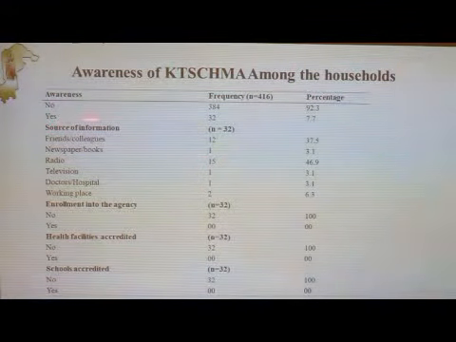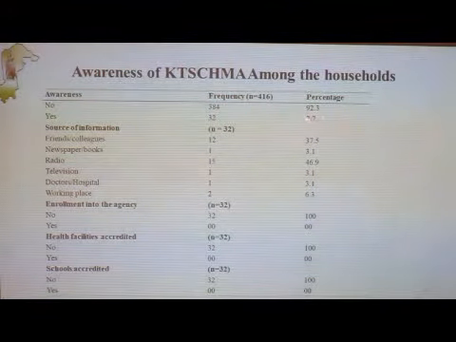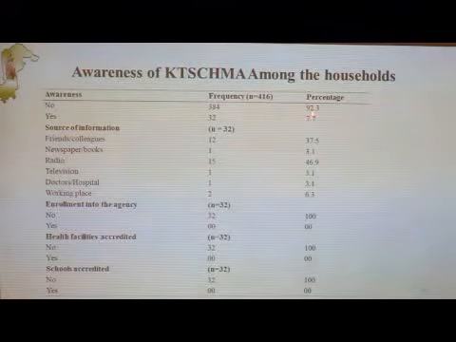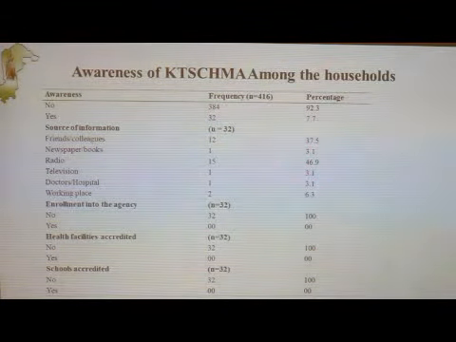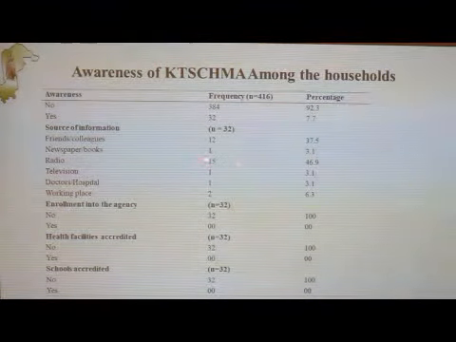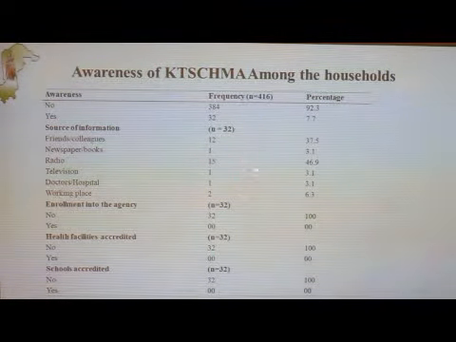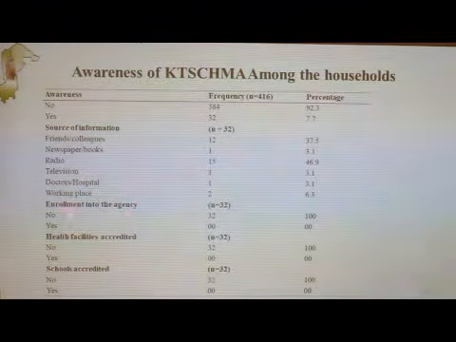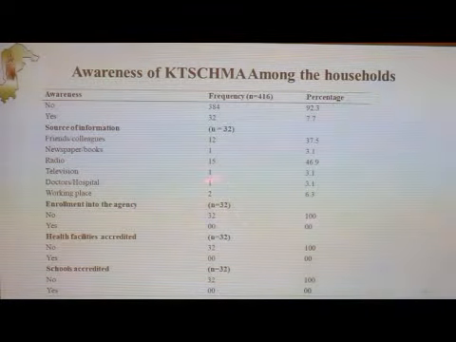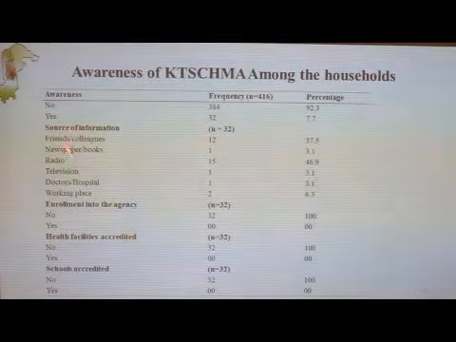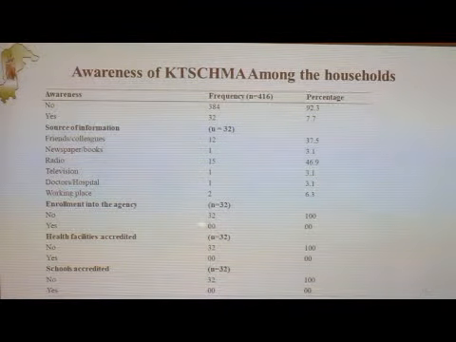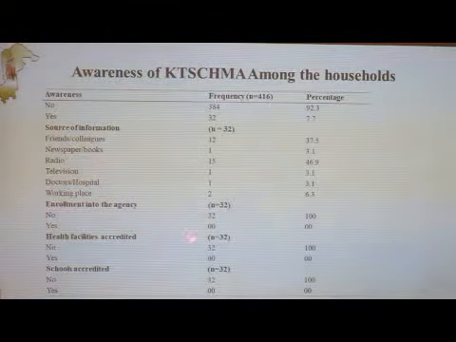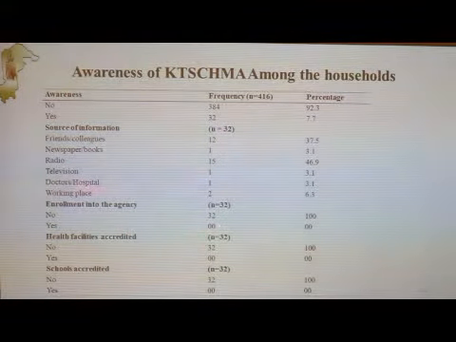For those that are aware of the scheme, which is only 7.7%, the majority of them got the information through the radio, which is 46.9%, because of the radio jingles that we normally run from the agency to create awareness among the people. And on enrollment status into the agency, we did not start enrolling. This is a baseline survey where almost all the household heads were not enrolled into the program.